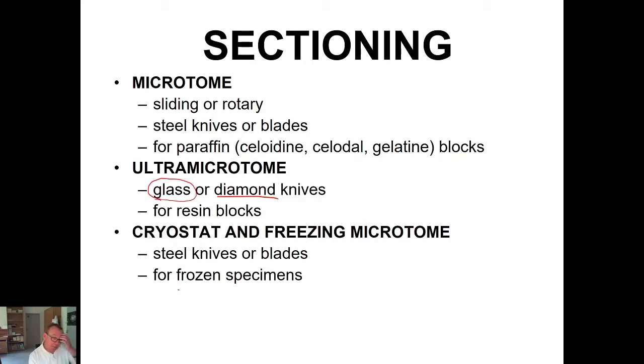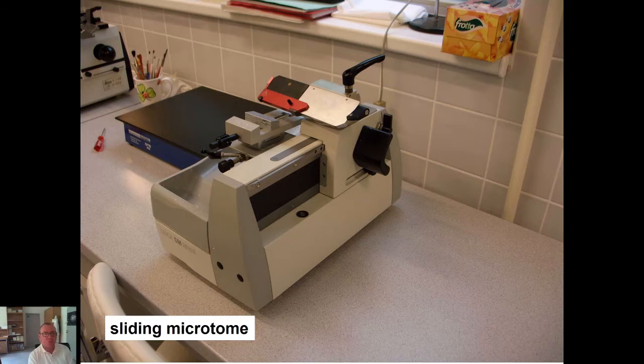And special machines for the sectioning of frozen specimens are developed as well. They usually use steel knives or blades, the same as are used in microtome, but they are especially equipped with freezing boxes to maintain the low temperature all the time, and they are called cryostat or freezing microtome. So let's look at these tools.